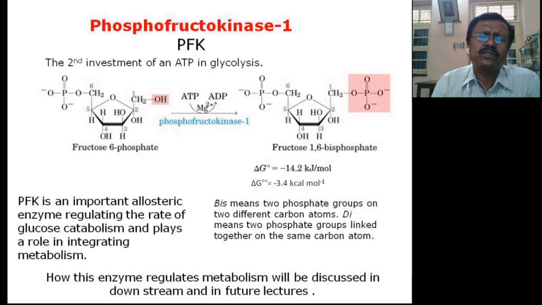The third reaction of glycolysis is catalyzed by phosphofructokinase, a transferase enzyme. It catalyzes the transfer of a high energy phosphate group from ATP to fructose 6 phosphate, resulting in the formation of fructose 1,6 bisphosphate, in short FBP, also referred to as FDP. This is the second irreversible reaction of glycolysis, the first being the very first reaction of glycolysis.